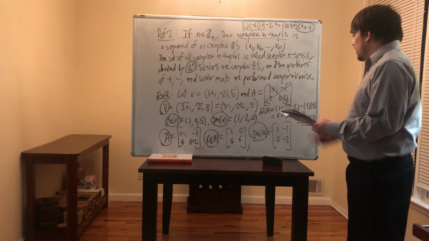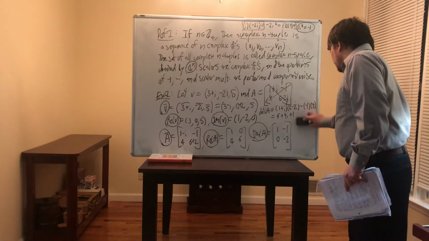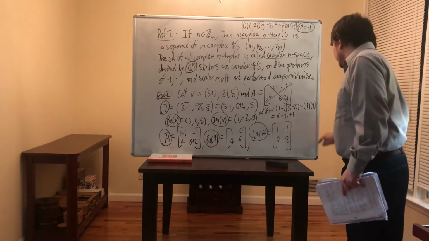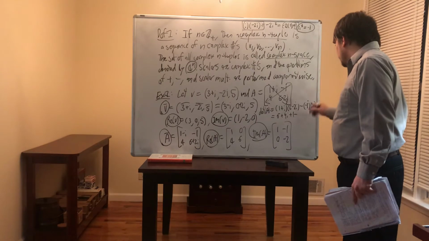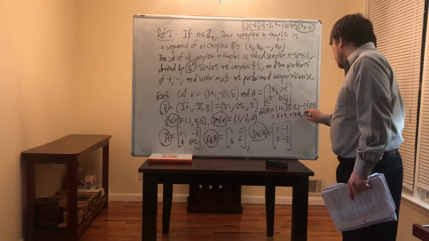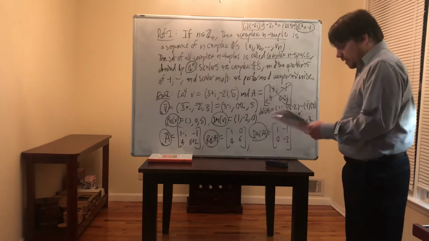Wait, that's an i. And then this is minus, this is an i there. So this would be minus negative 4i, that would be plus 4i. This would be 7 plus 8i.